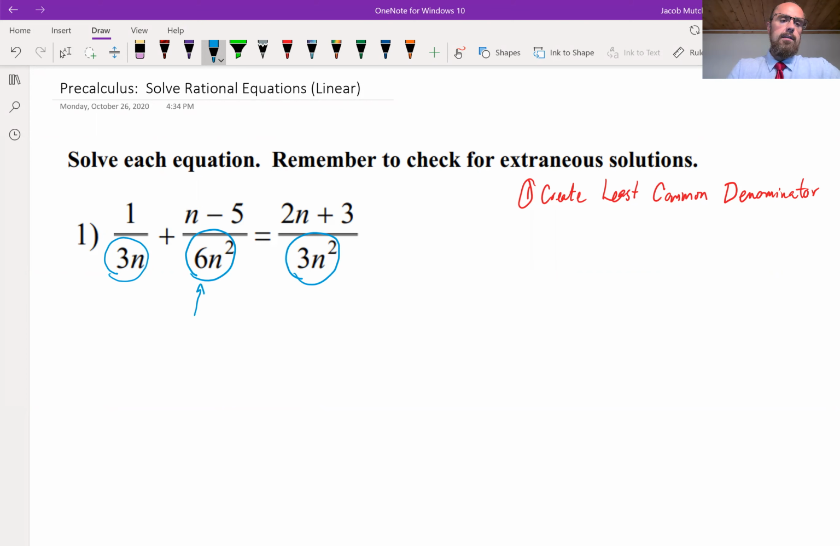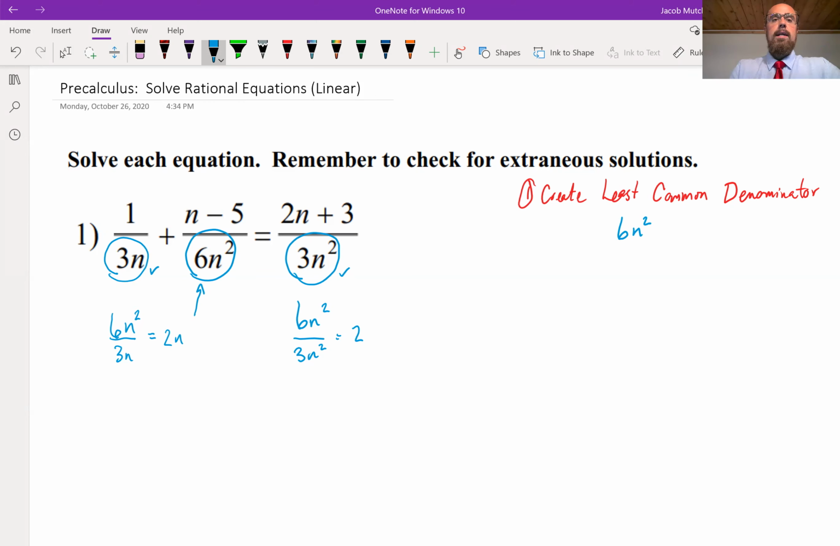So I'm just going to check. If I can divide it by 3n, then I know that 3n is part of that least common denominator. 6n squared divided by 3n would reduce to just 2n. So that checks out. 3n is a factor in 6n squared. We'll do the same with 3n squared. If I divide it out, this would reduce to just 2, but it's a clean divide. That confirms that 3n squared is also a factor of 6n squared. So that's going to be my least common denominator for all three, 6n squared.